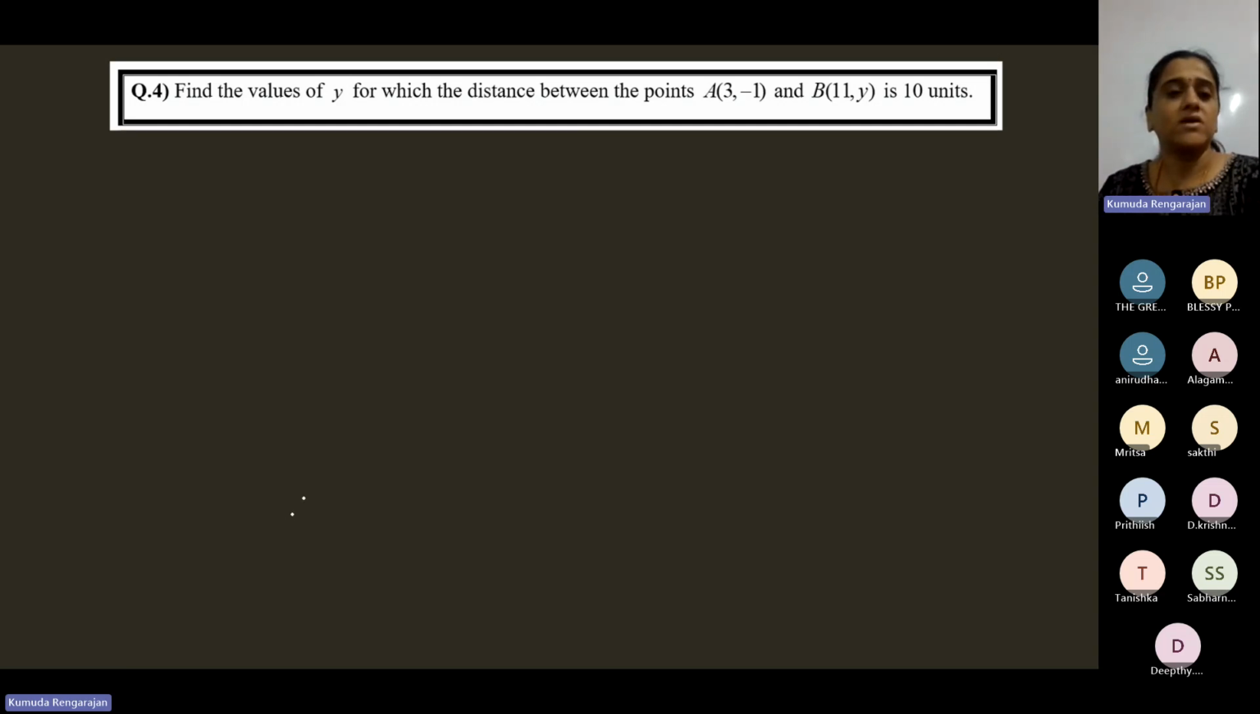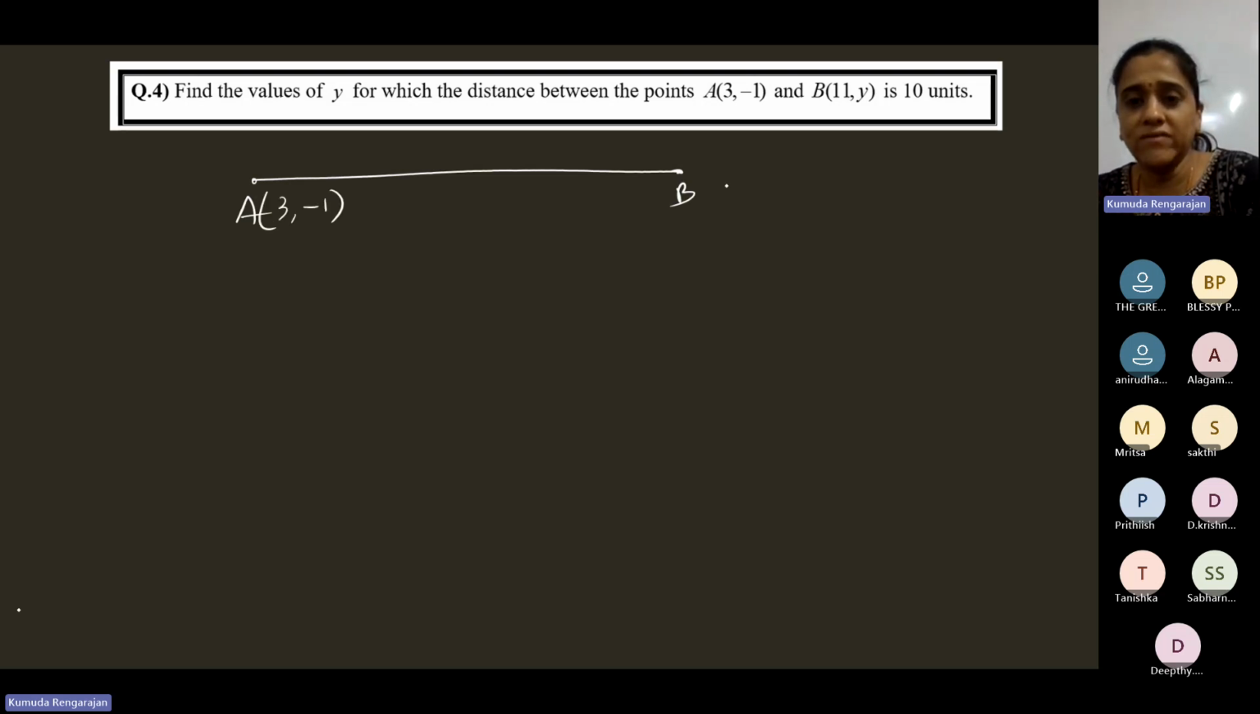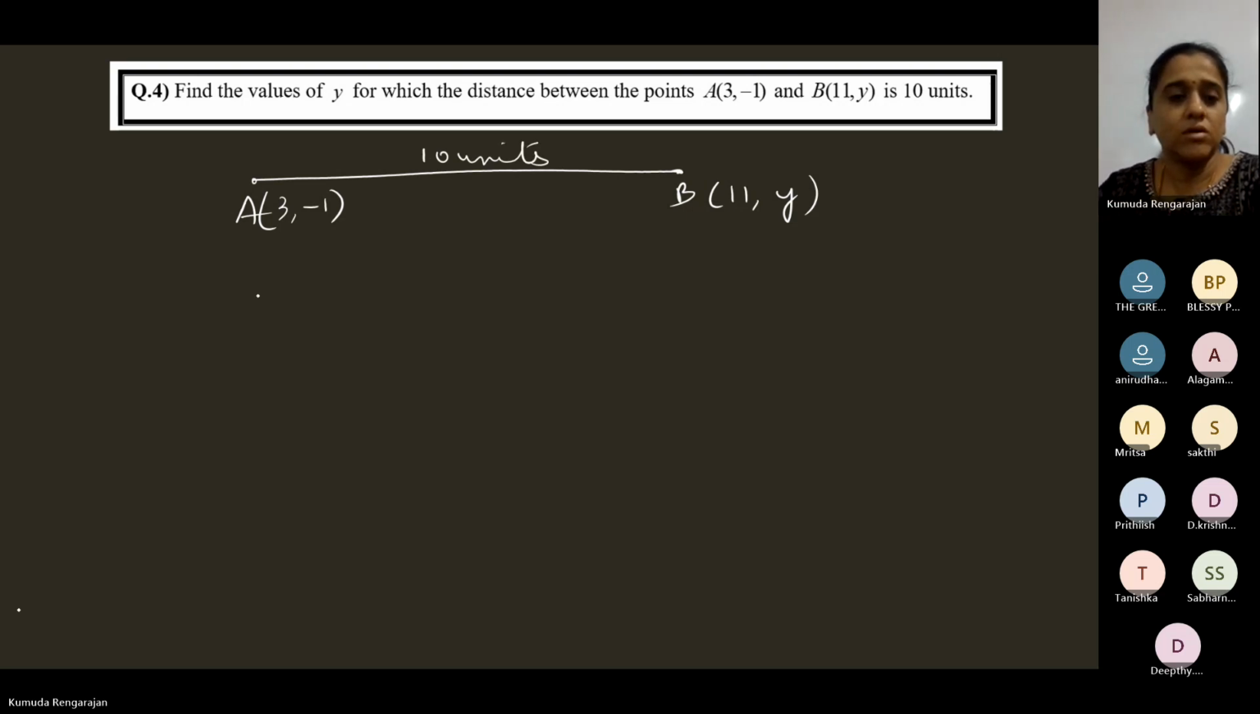Now look at this question. Find the values of y for which the distance between the points A and B is 10 units. So what is given? A is 3 comma minus 1, B is 11 comma y. And the length of the line segment AB is 10 units. So we are given that AB is equal to 10.